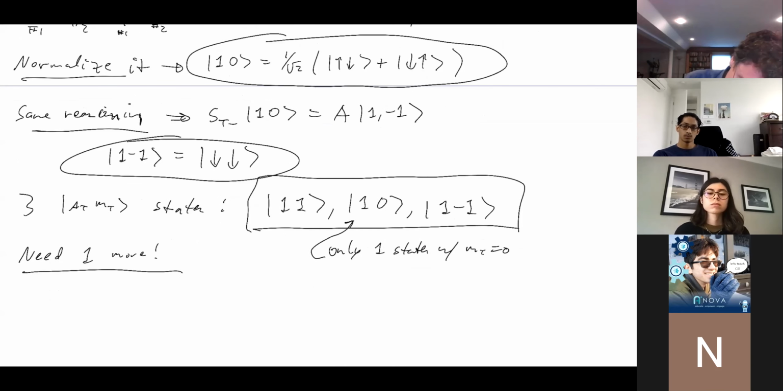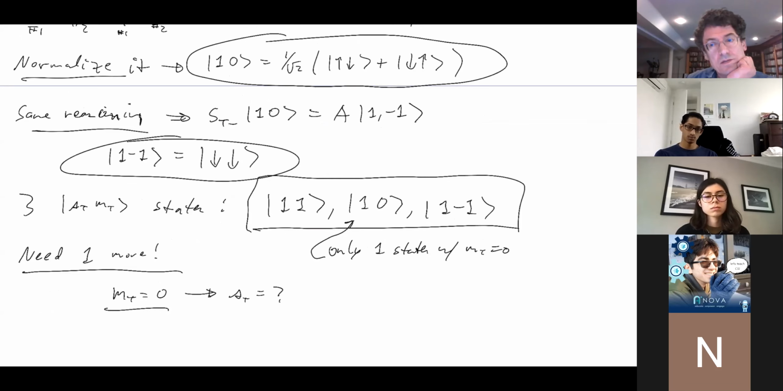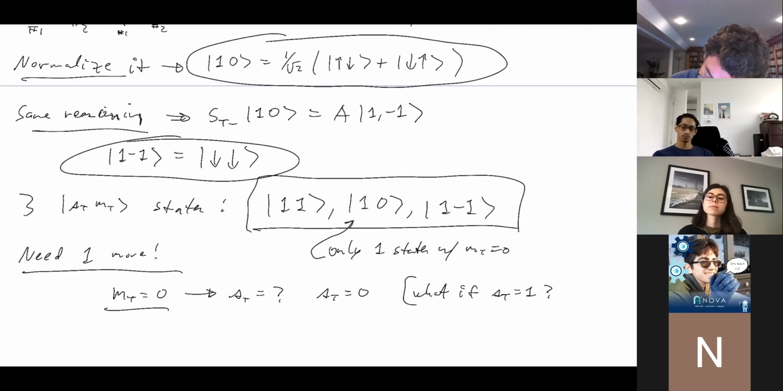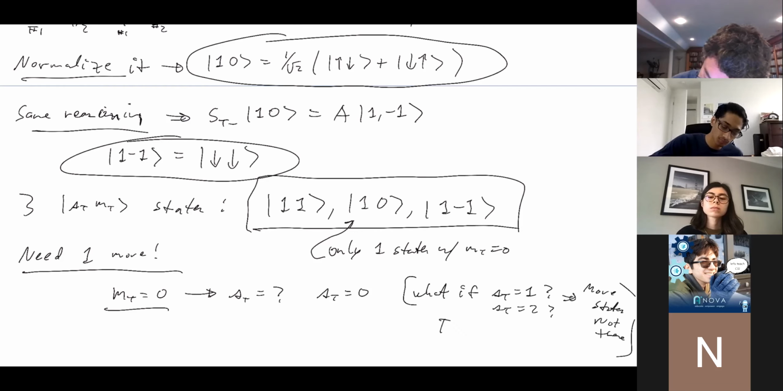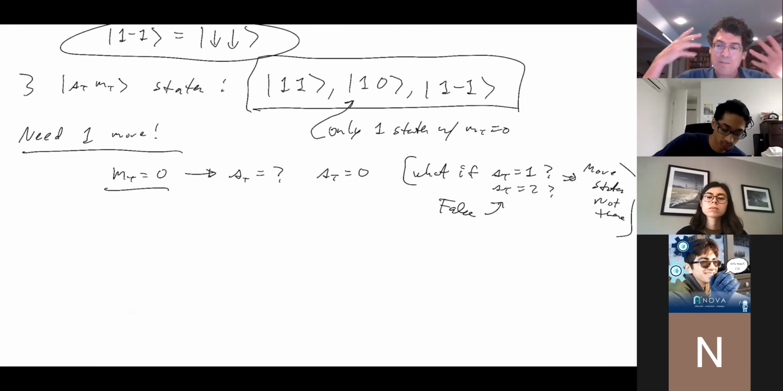But the thing is, we ask ourselves, if there's a second state with M total equals 0, what would the total spin equal? 0. Yes, it has to equal 0. And you could do the same reasoning as before. You could say, what if the total spin was 1, or the total spin was 2? Then there would be more states that don't exist. And because these other states are not there, these must be false. So that's a way of doing the reasoning. That's like a math reasoning.